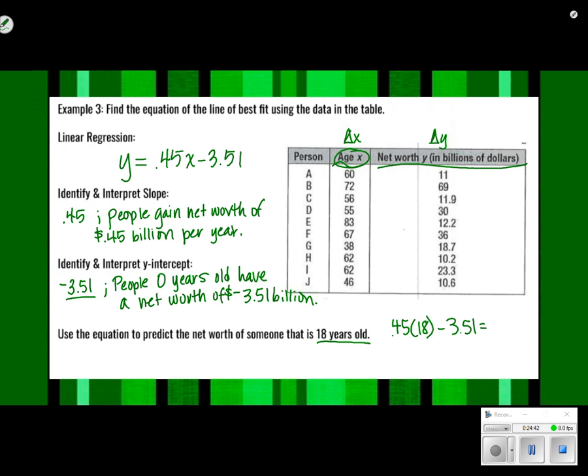Like I said, we're not 100% sure what this is about. But at the ripe old age of 18 years old, you should expect to have $4.59 billion. Again, I don't think that that's happening for most of us. It would be nice though, wouldn't it? All right.